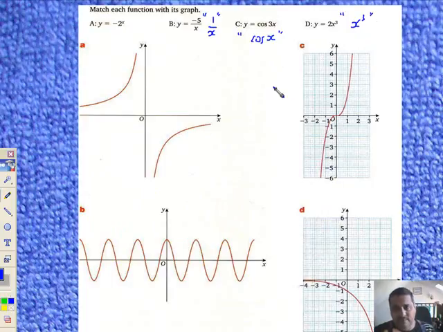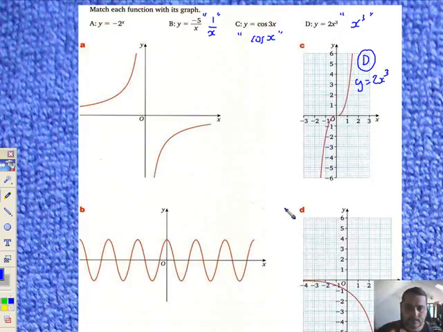Up, a little kink, and up again. So I'm going to go for this one. It's going to be y equals 2x cubed, and there isn't a single one like it anywhere on the page, so C goes with graph D. So let's just put a D there, and there's our answer.